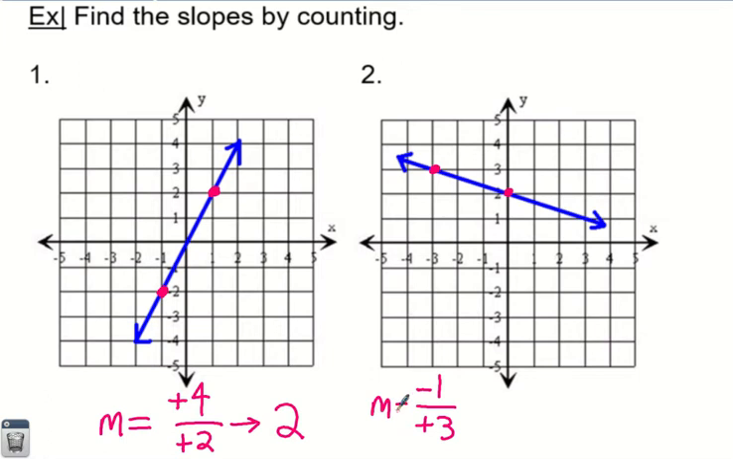And so my m equals, let's see, negative 1 over a positive 3. That's going to be a negative slope of negative 1/3. Because this fraction does not divide cleanly. It doesn't reduce either. So my slope fraction just ends up being negative 1/3.